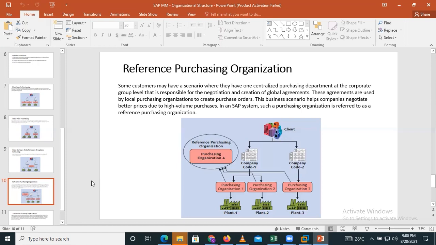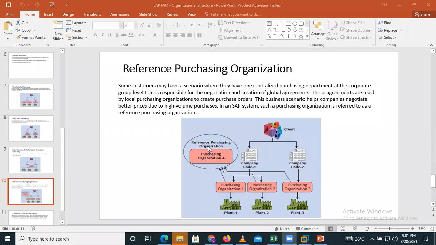Requirement is the same means which quantity is required, which item is required. Like a laptop is one parameter. The requirement is the same for all the plants. In that case, we can use the reference purchasing organization. There are two benefits. One is discount.